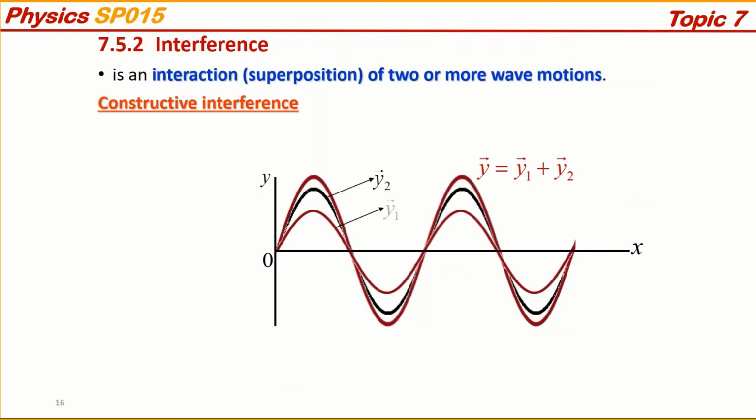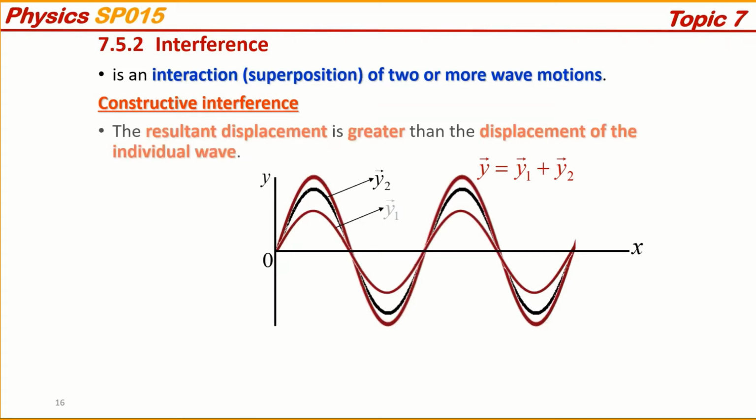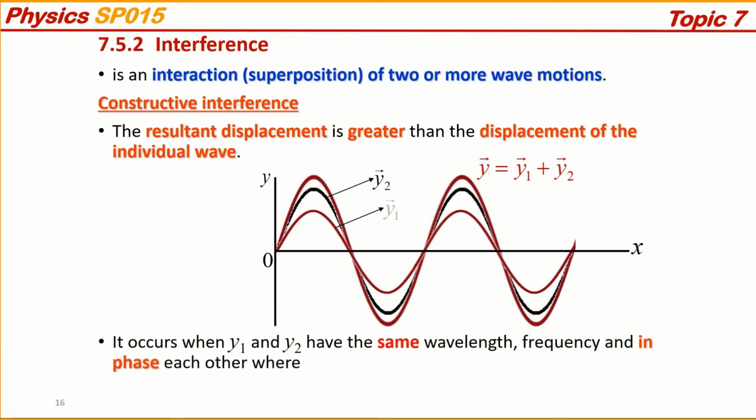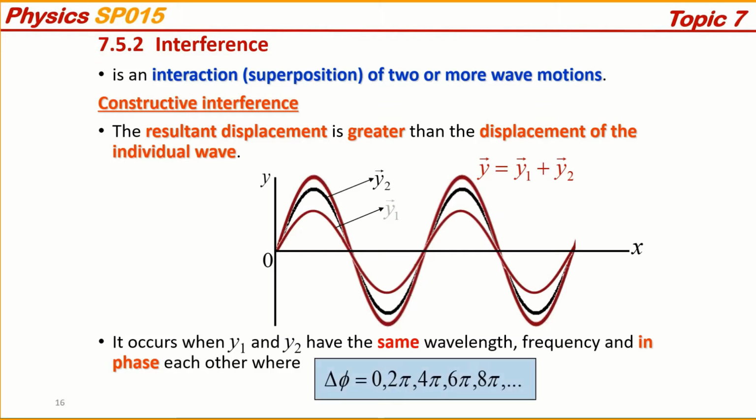Interference is an interaction or superposition of two or more wave motions. For constructive interference, the resultant displacement is greater than the displacement of the individual wave. From the graph, y1 and y2 are individual waves, whereas y is the resultant displacement. It occurs when y1 and y2 have the same wavelength, frequency, and are in phase with each other, where delta phi equals 0, 2 pi, 4 pi, 6 pi, 8 pi, and so on.